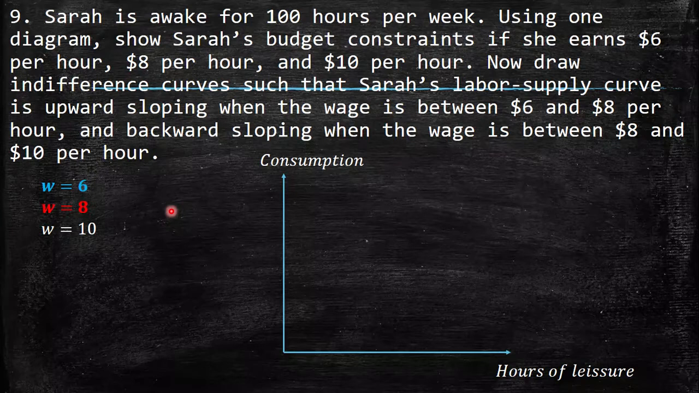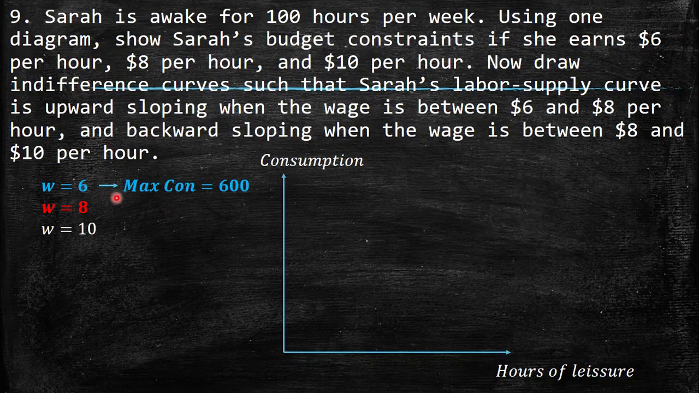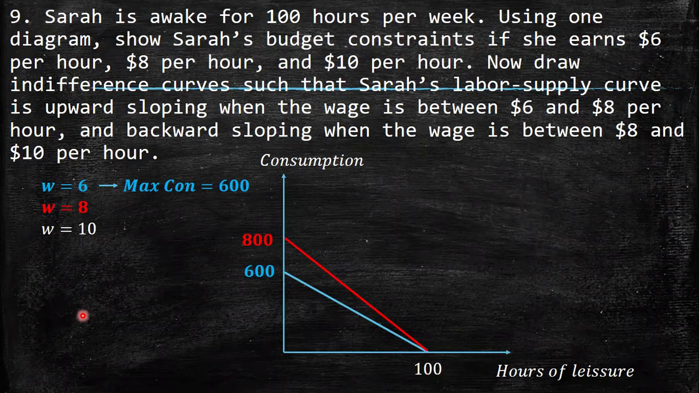representation where on the y-axis I put consumption, and on the other axis the hours of leisure. Then the maximum consumption, if you work all 100 hours, will be 600. The other one should be 800, which is 8 times 100 hours. Then the other one should be 1000.